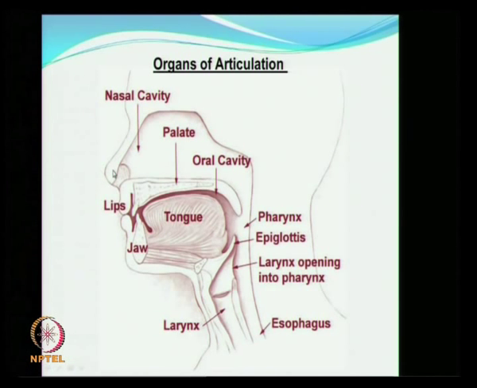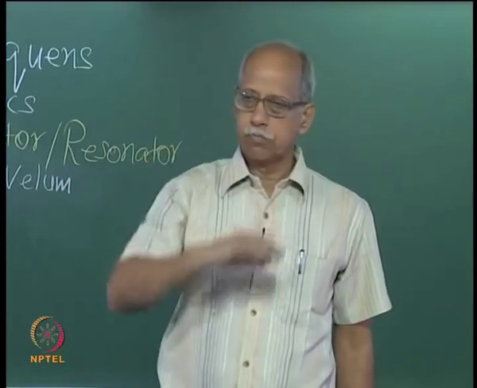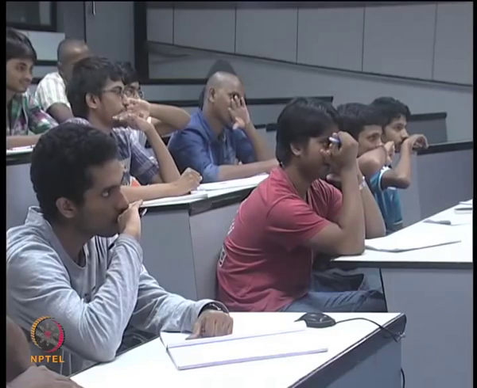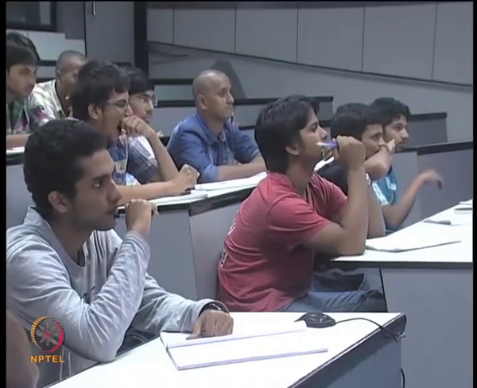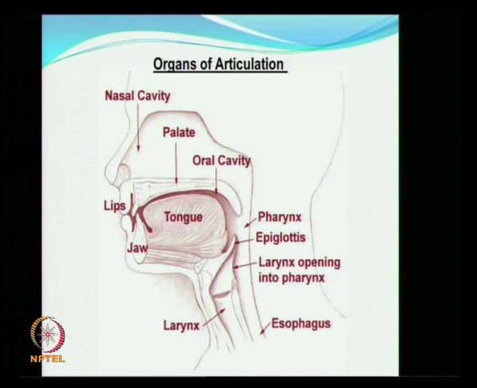Say for example, keep your hand here, close your mouth and say a sound. Where do you feel air is coming from? Through your nostrils. That is the speech air. But when the uvula is raised, this passage is closed. Then speech air goes only through the oral passage. Then it comes only through the oral passage. There is no other escape for it.